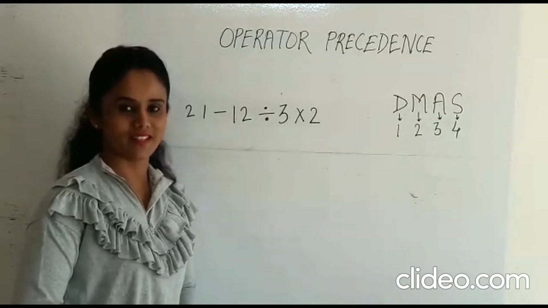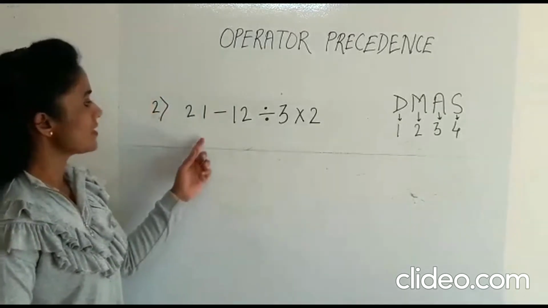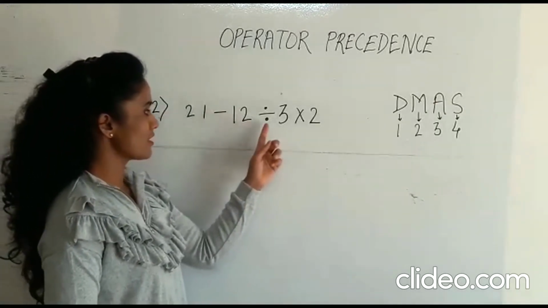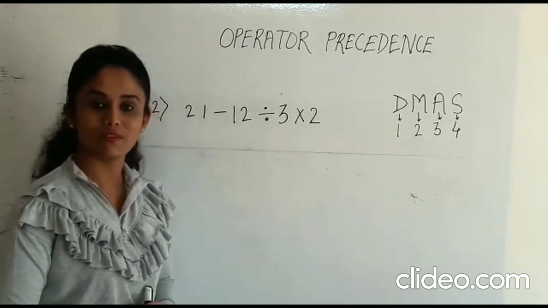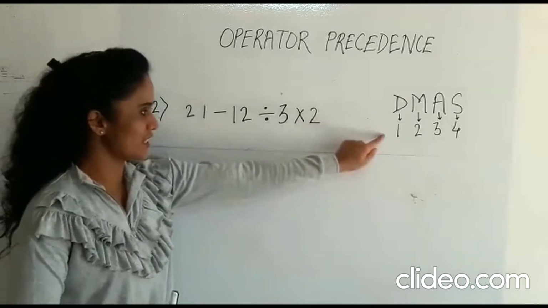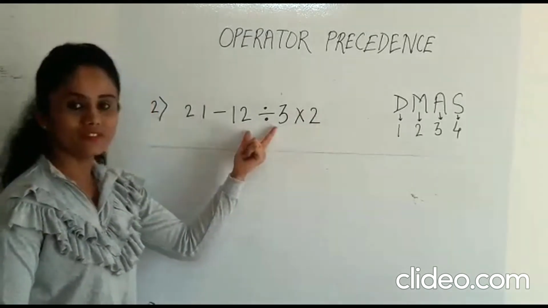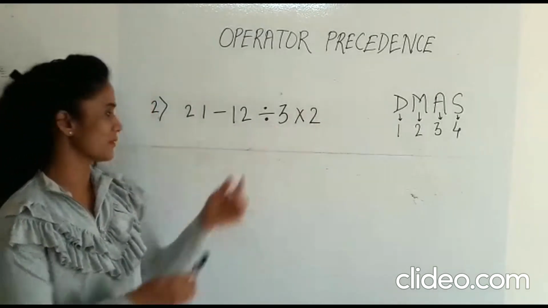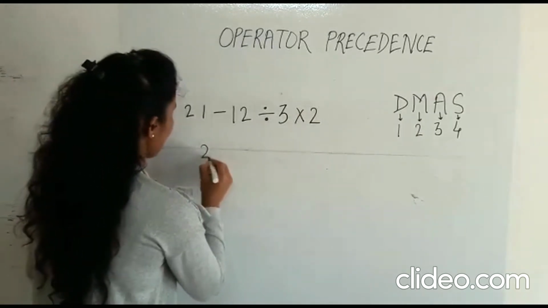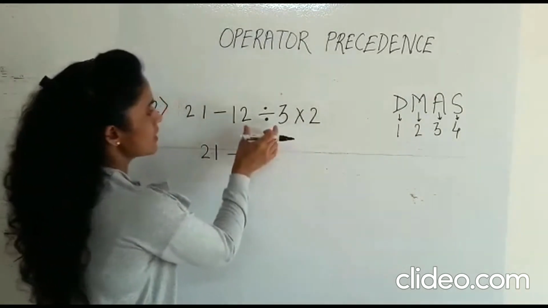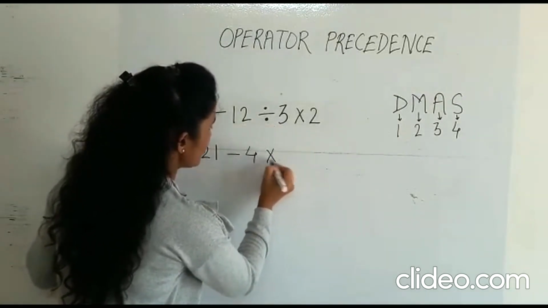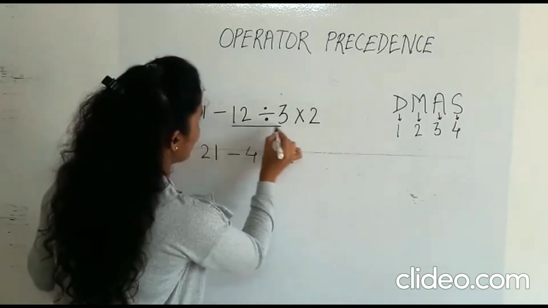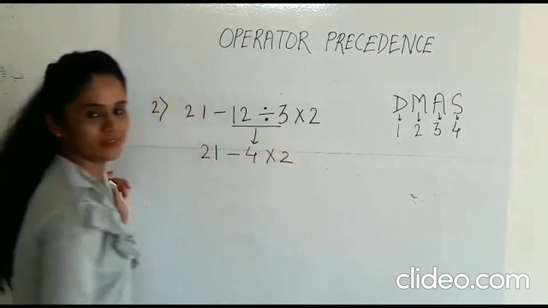Let's solve the second example. This expression has subtraction, division and multiplication in it, and the first operation we are performing is, yes, division. So we'll solve this part first in the first step. 21 as it is, minus 12 divided by 3 is 4, into 2 as it is. Okay, so this is here.